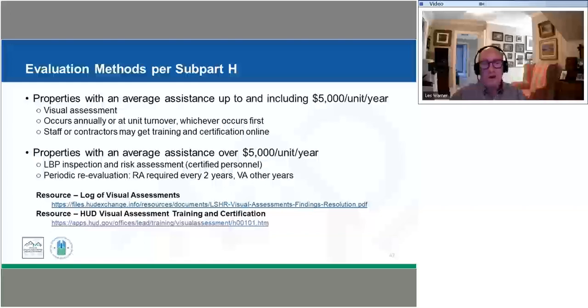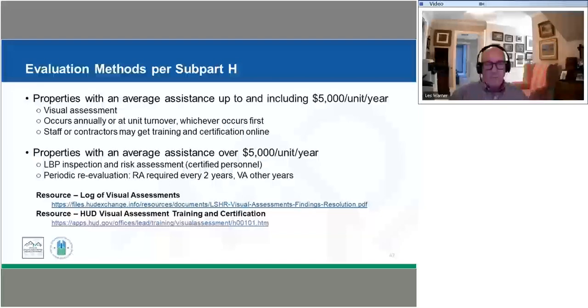On properties where our subsidy levels are higher, so we're over that $5,000 per unit per year calculation, then we have a higher level of evaluation, and so that's where we're going to do our lead-based paint inspection. So we're going to determine, does that paint actually include lead, and then also our risk assessment. That also must be completed by certified personnel, and we're going to talk in another slide about access on training or identifying those qualified folks.